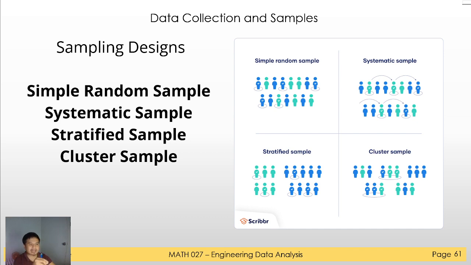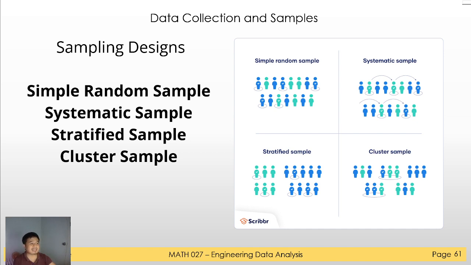So if you could pick randomly any one of the population, then you have a simple random sample. And another way is to use a random number generator. You can use a random number generator to figure out whom you should ask. So that is again the simple random sample.